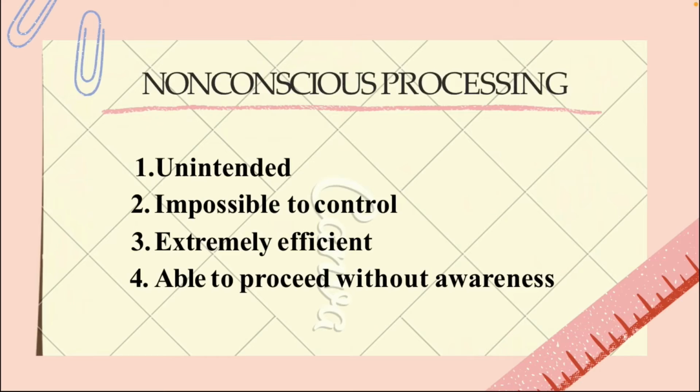The first thing we are going to discuss is non-conscious processing. We can say this is automaticity if there is unintended processing, initiated without conscious intent. Second, non-conscious processing is also impossible to control. The decision not to engage in the process doesn't stop the process from occurring.